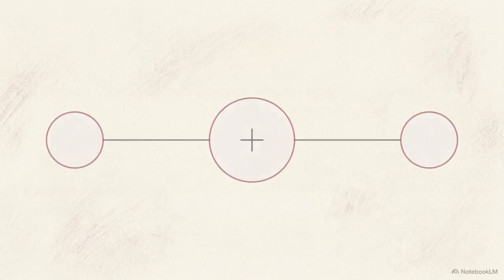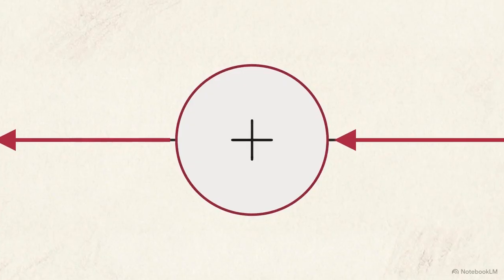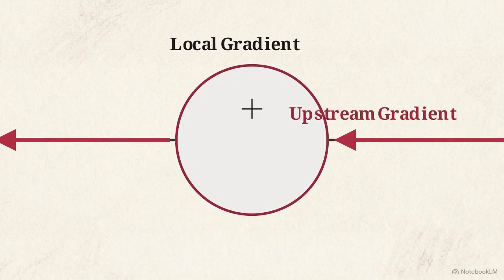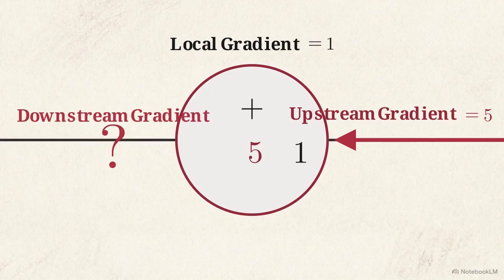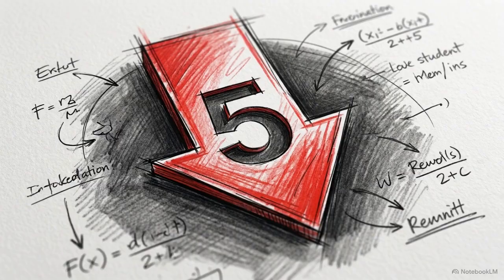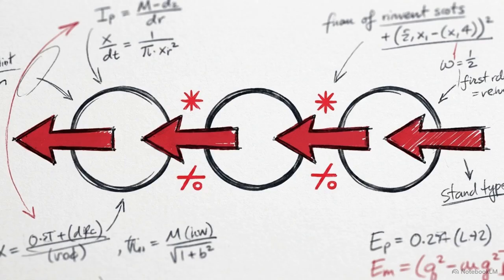With backpropagation, we pass the final error backward through the computation graph. At each node, we multiply the arriving upstream gradient by the internal local gradient. If an addition node's upstream gradient is 5 and local gradient is 1, what is the downstream gradient? The answer is 5. By multiplying 5 by 1, we successfully chain the error backward. This continuous cycle of backward multiplication is the actual mechanism of learning in machine learning.